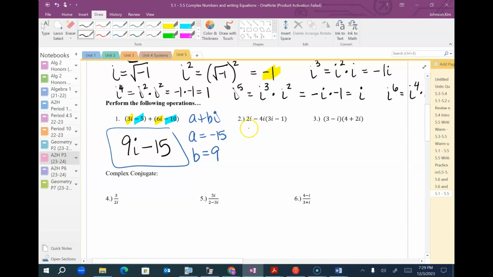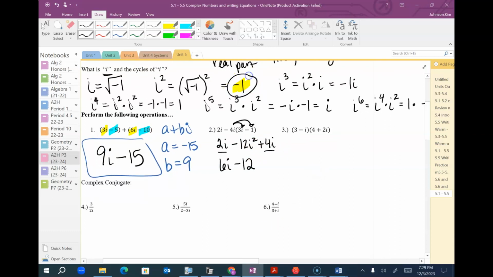Okay, number 2, let's treat this like a normal distribution problem. So I'm going to do 4i times 3i, that's 12i squared. Negative 4i times negative 1, that's plus 4i. Go ahead and combine like terms. 2i and 4i is 6i. And this is 12i squared, but we know that i squared should be written as negative 1. So this is 12 times negative 1. So this is 6i plus 12. Again, if you were asked for the real part a, that would be 12. The imaginary part b, that would be 6. b is just the coefficient on the imaginary part.